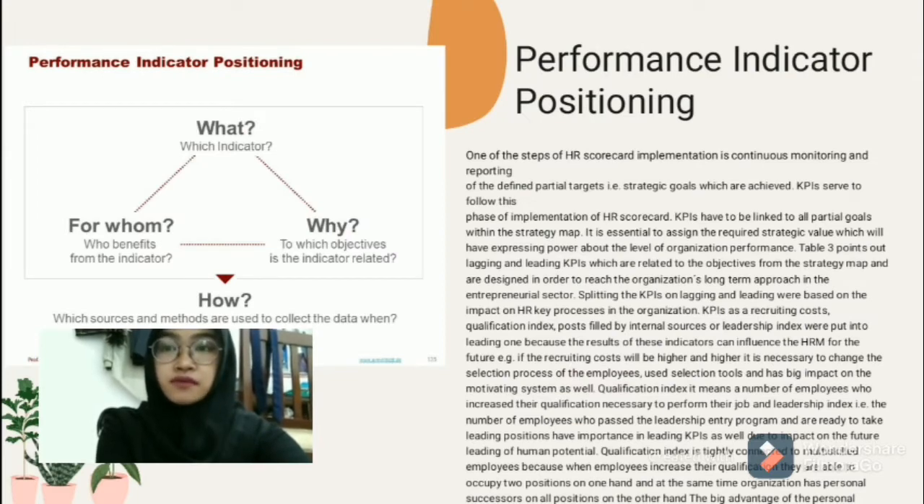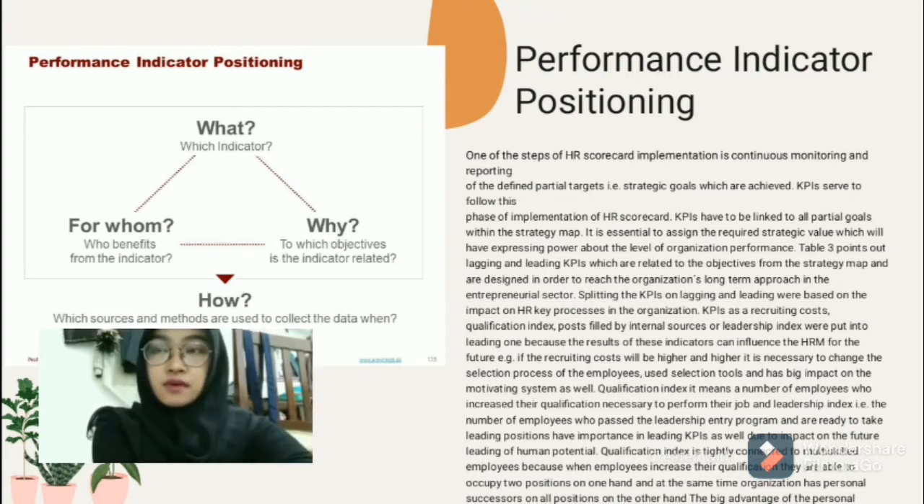One of the steps of HR scorecard implementation is continuous monitoring and reporting of the defined partial targets. For example, strategic goals which are achieved. KPIs, or Key Performance Indicators, serve to follow this phase of implementation of the HR scorecard. KPIs have to be linked to all partial goals within the strategy map. It is really essential to assign the required strategic value which will have expressive power about the level of organization performance.